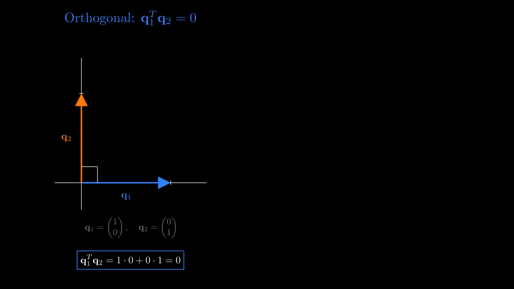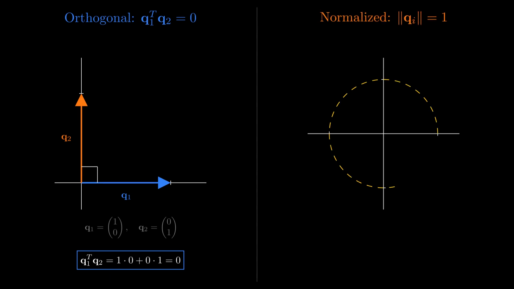Two vectors are orthogonal when they're perpendicular, meeting at a 90-degree angle. Algebraically, their dot product equals 0. Here are two vectors in the plane. Q1 equals the vector 1, 0, and Q2 equals the vector 0, 1. Q1 dot Q2 equals 1 times 0 plus 0 times 1, which equals 0. They are perpendicular, but orthogonal alone isn't enough.